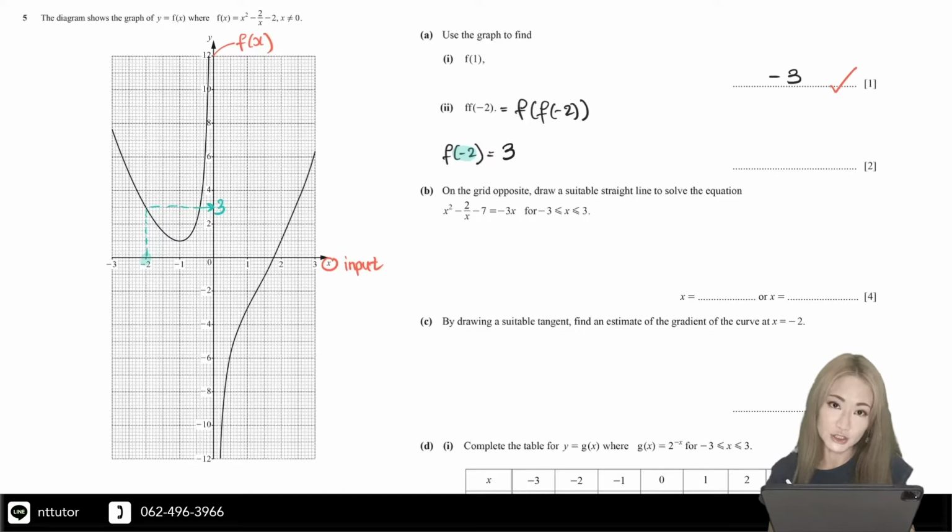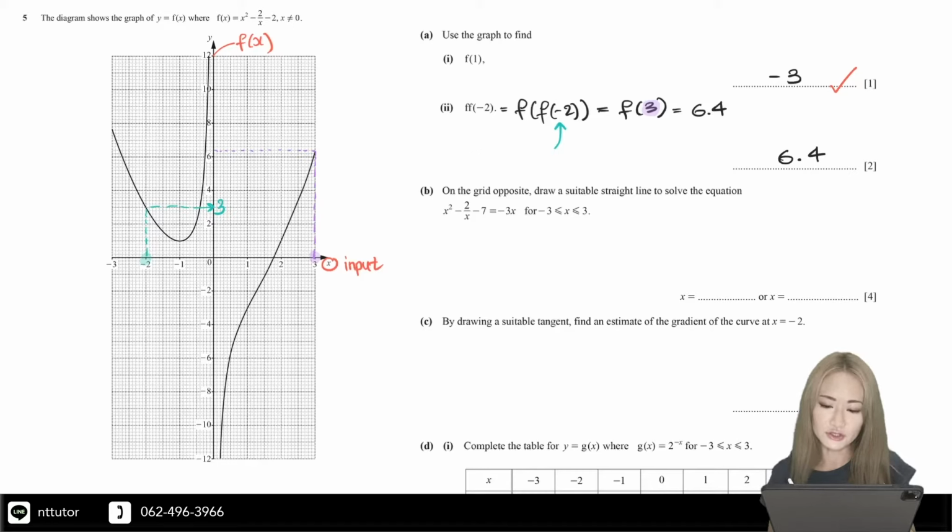So since f(minus 2) is equal to 3, f(f(minus 2)) is the same as f(3). Again, using the graph, we would go to 3 on the x-axis, draw a vertical line, it hits the graph here, corresponding to a y-axis value of approximately 6.4. So the answer is 6.4. Again, we can also use the function to check your answer: substitute minus 2 into the function, get 3, and then substitute it again to get around 6.4.